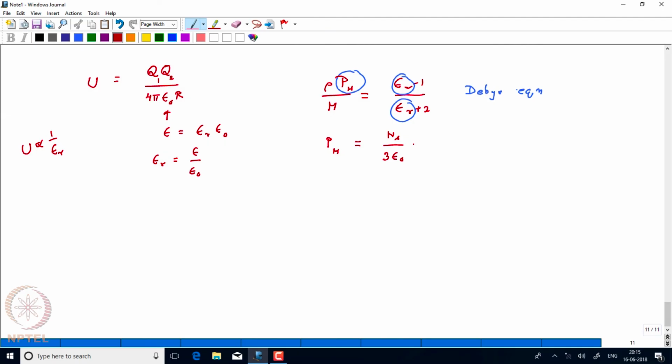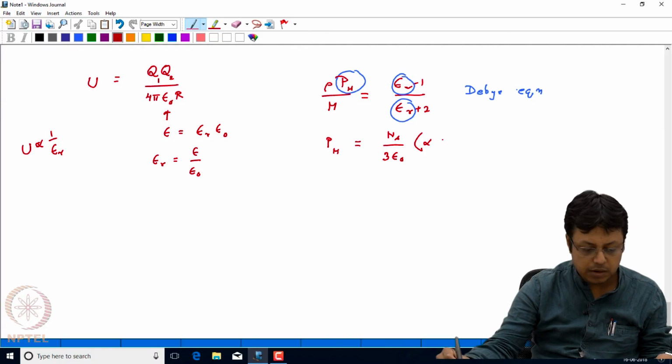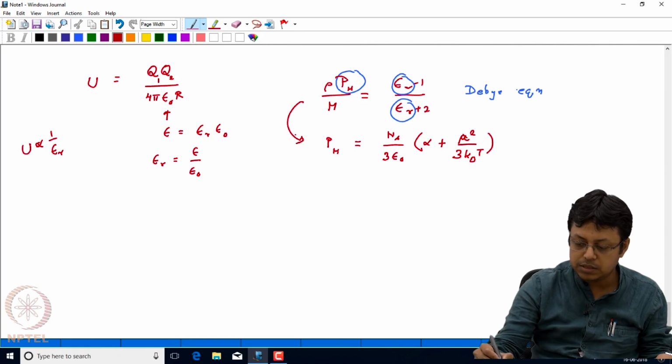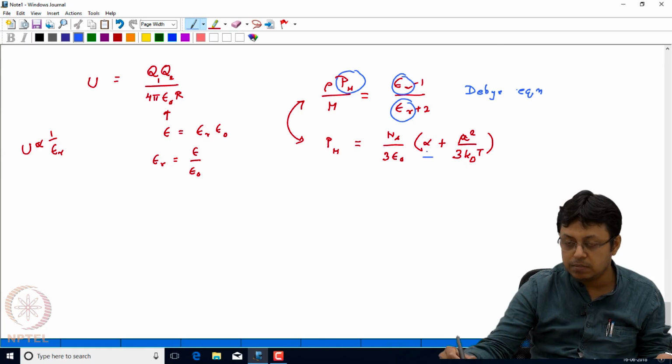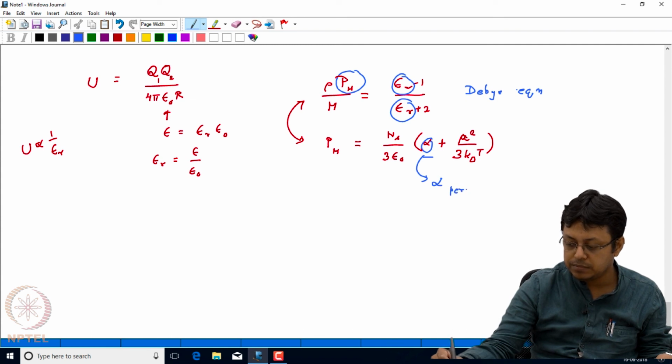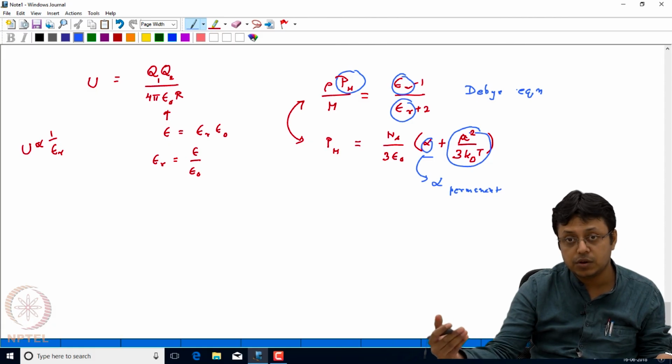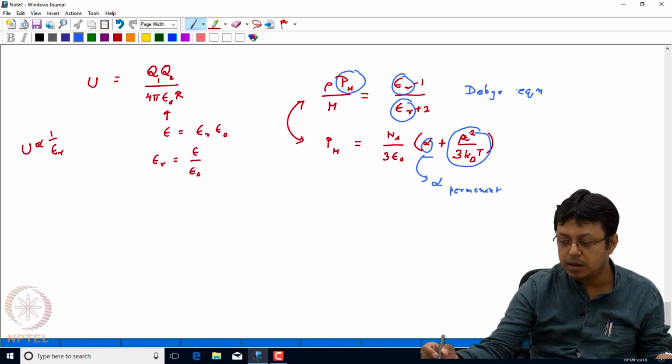So, we can have Na by 3 epsilon 0 into alpha plus mu square by 3 kBt, and then we can combine these two equations. This equation we can easily get from this. So, this alpha is, in our notation, the alpha permanent, and this part is coming from the mu square by 3kBt, which we already derived, which is coming from the orientation and all other effects, which is basically coming from the induced dipole moment.